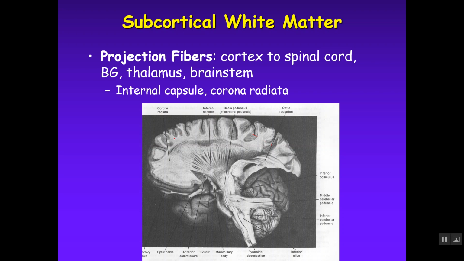This is a really nice image where they've peeled away some of the cortex and really teased out these corona radiata fibers coming down from the cortex. And then they get pinched down in here between the basal ganglia and the thalamus as internal capsule fibers. Then they start to project down as your corticospinal, corticopontine, and corticobulbar tracts down the front here. And then we've also got projection fibers coming up the back that tend to be your spinal lemniscus and medial lemniscus, which run a little more towards the back of the brainstem.